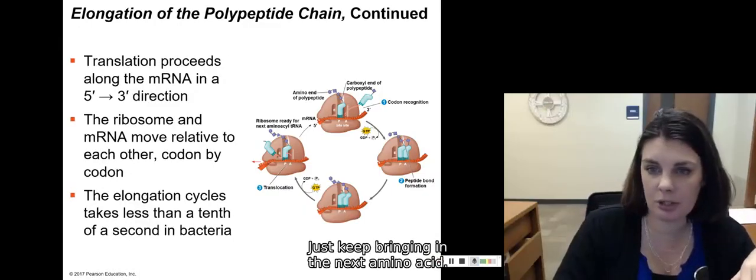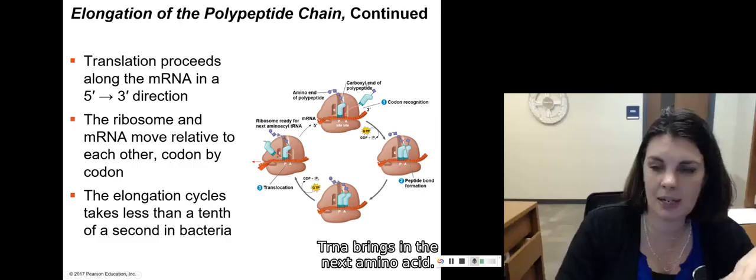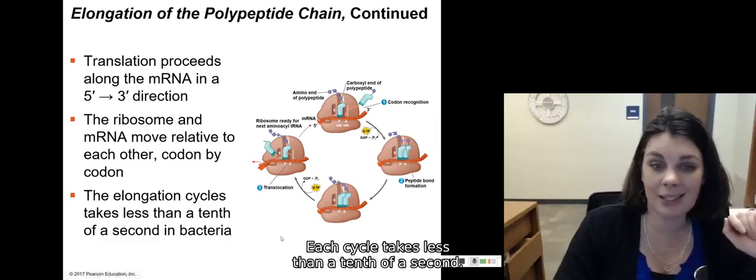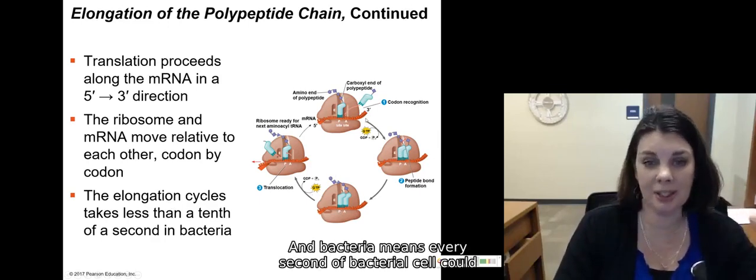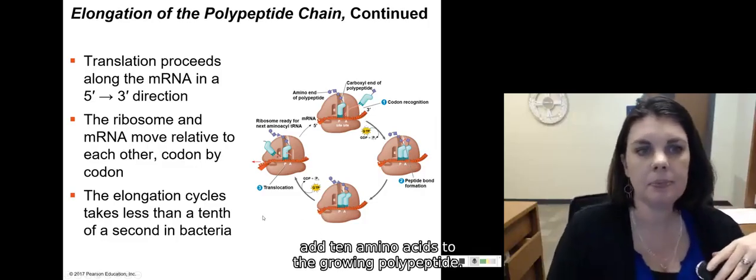Translation moves in the 5' to 3' direction. Just keep bringing in the next amino acid. Your tRNA brings in the next amino acid. It just moves down codon by codon. Each cycle takes less than 1/10 of a second in bacteria. So that means every second a bacterial cell could add 10 amino acids to that growing polypeptide.